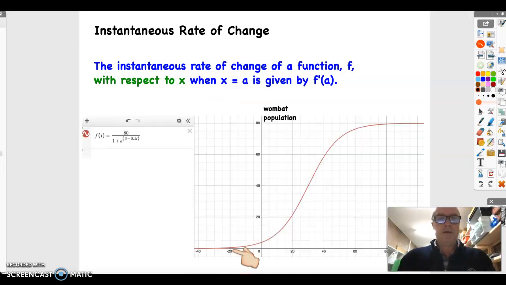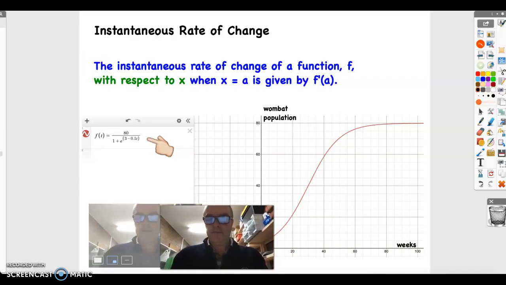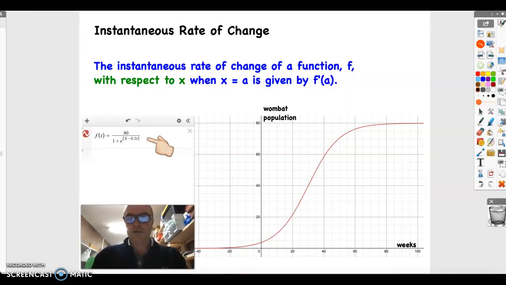So here I'm showing you a curve. It's just one I've made up. I'm calling it the population of wombats in a certain area. So the curve maps out how that population changes with time. I'm using a function over here to describe that function, that equation, and it's a function of t, and in this case, as you can see on the x-axis, I'm measuring time in weeks. And that's going to be important when we talk about the units that we use to express a rate of change.